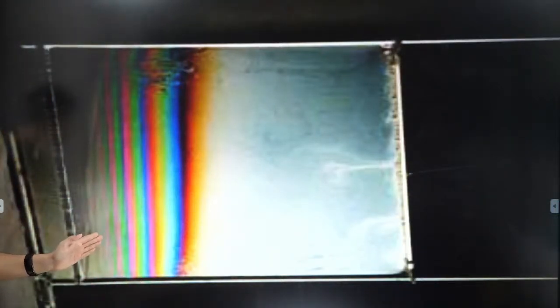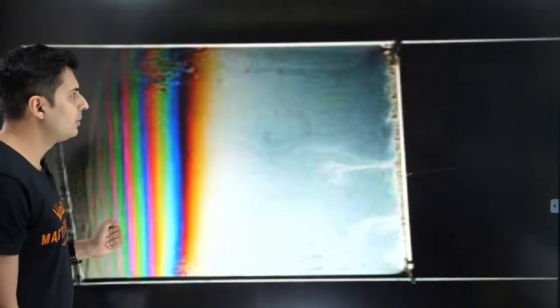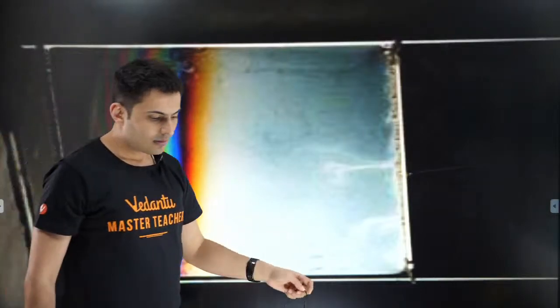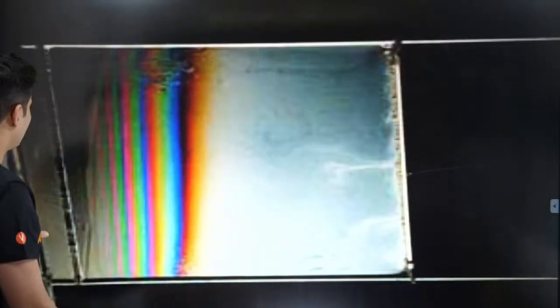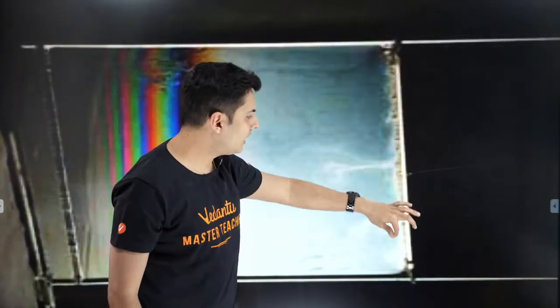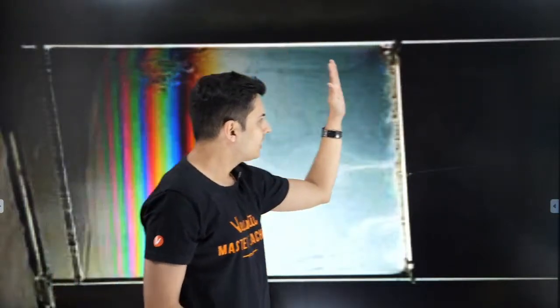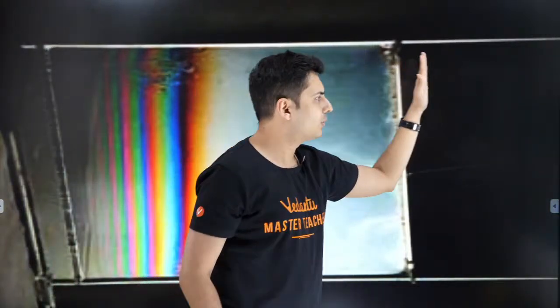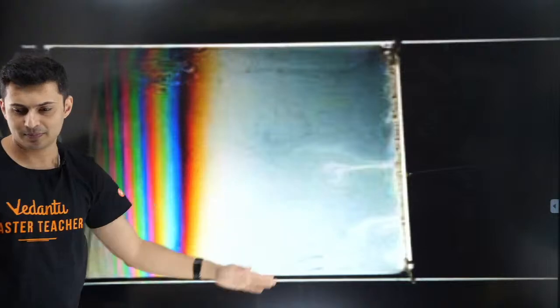What do you think? Will it move? And if it moves, where do you think it will move? And why do you think it will try to move? The film is here. This is a soapy film. There is a rod. That rod can slide left or right depending on the forces acting on it. What do you think will happen?